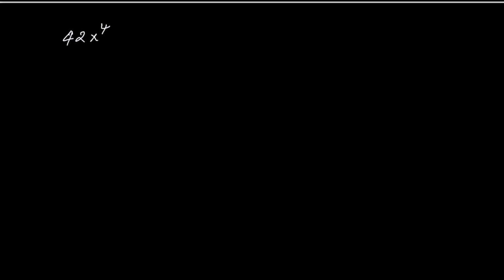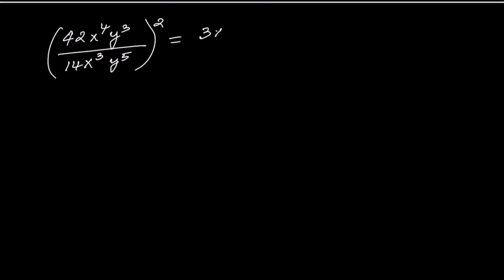Here's our last example. 42x to the fourth y cubed over 14x cubed y to the fifth, all raised to the second power. First, simplify inside. 42 divided by 14 is 3. For the variables, x to the fourth divided by x to the third is x to the power of 4 minus 3, which is x. y to the third divided by y to the fifth is y to the power of 3 minus 5, which is y to the negative 2, or 1 over y squared.